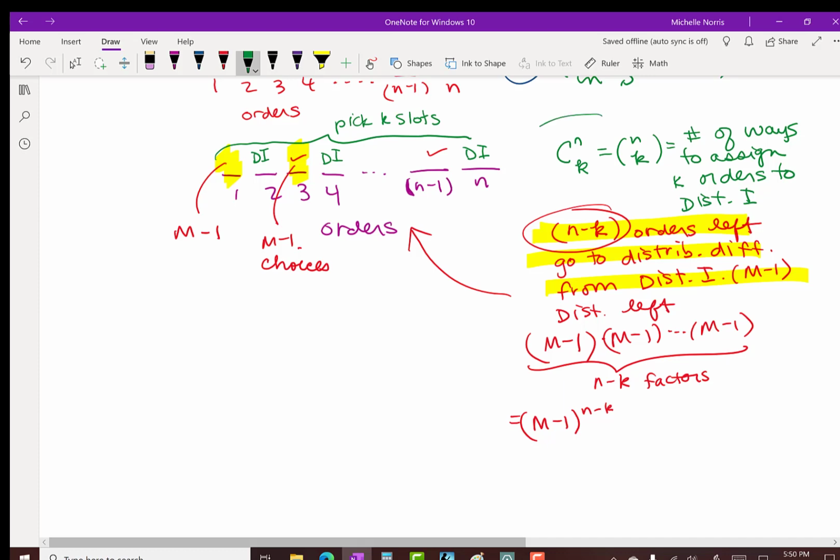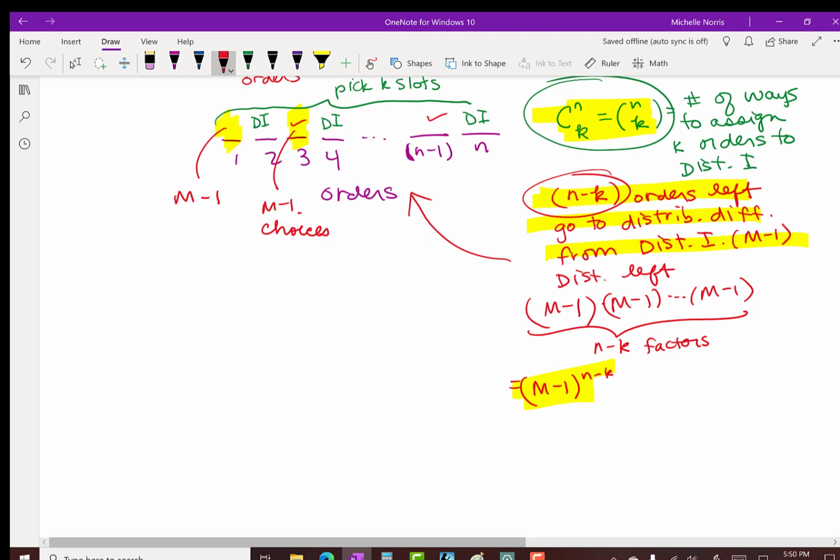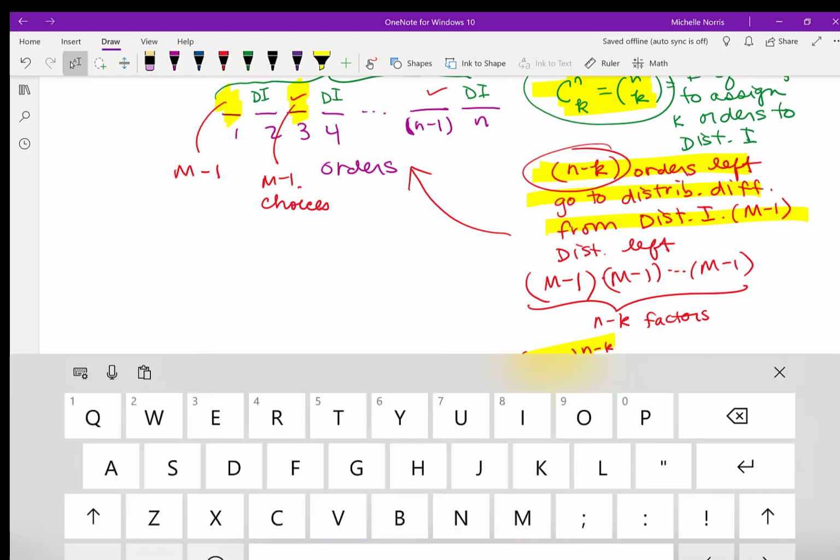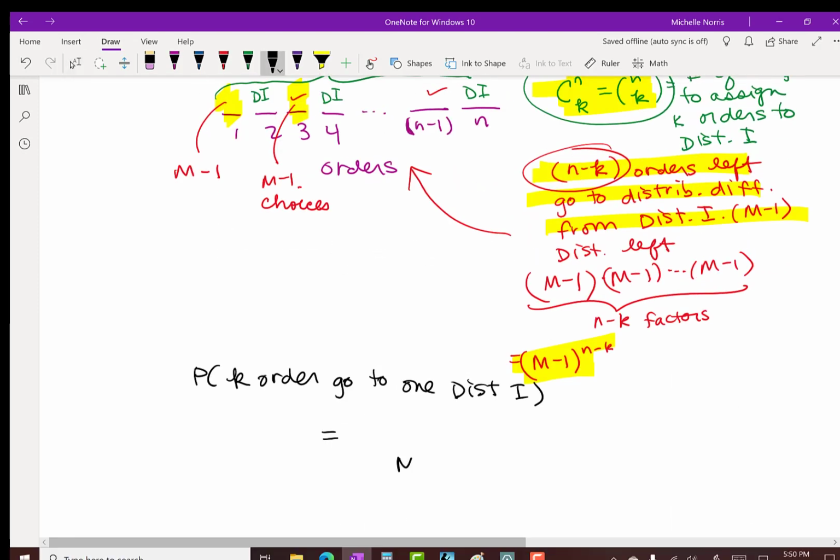So we just need to multiply a few things now. We multiply N choose K, which is how we assign the K orders to distributor 1, with M minus 1 to the N minus K, and that's going to be our numerator. So finishing up, the probability that K orders go to one distributor, and it doesn't matter if it's distributor 1, we can say distributor 1 but it'd be the same thinking for any other single distributor, is M to the N on the bottom, and on the top N choose K times M minus 1 to the N minus K.